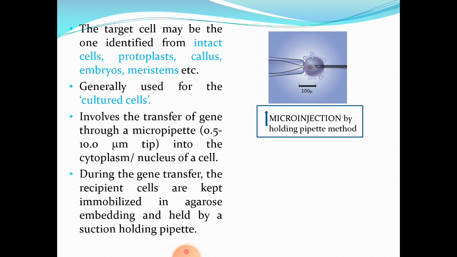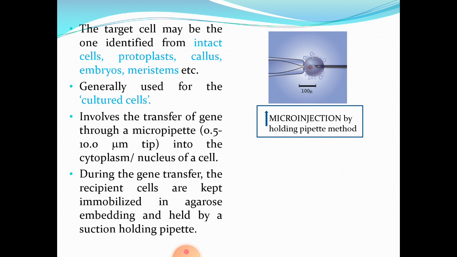Okay, you have to take a micropipette of this caliber, and you will have the DNA in that and transfer it into the cytoplasm of a cell. Okay, and from the cytoplasm it gets into the nucleus. So basically, microinjection by holding pipette method involves the transfer of gene through a micropipette of 0.5 to 10 micrometer tip into the cytoplasm or nucleus of a cell.